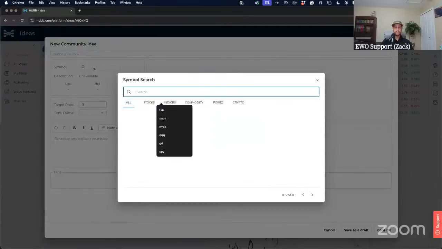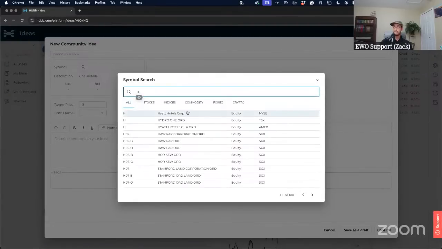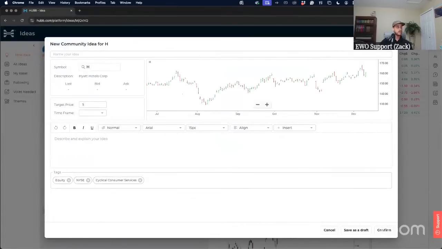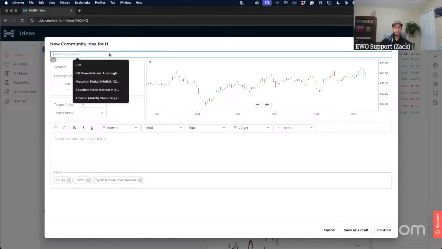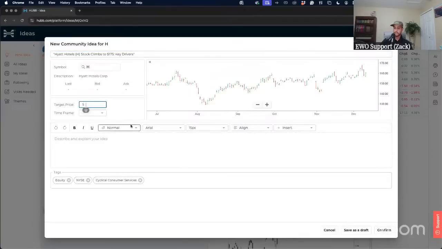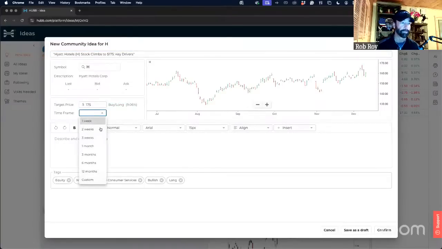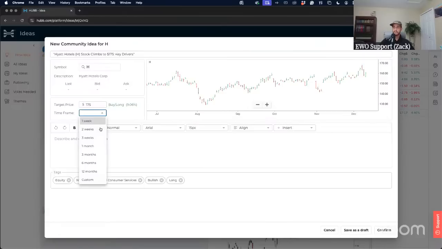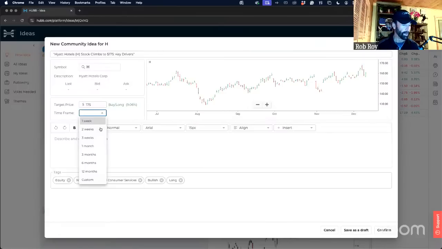And this one's going to be for symbol H. So we will look for Hyatt Hotels. We'll go with a title idea I just drafted up here. And then we will go to a target price of 175. Is that correct, Rob? Yep, that's correct. And the time frame we're looking for? Let's just stay with the standard 3 months. Give plenty of time. Very well.